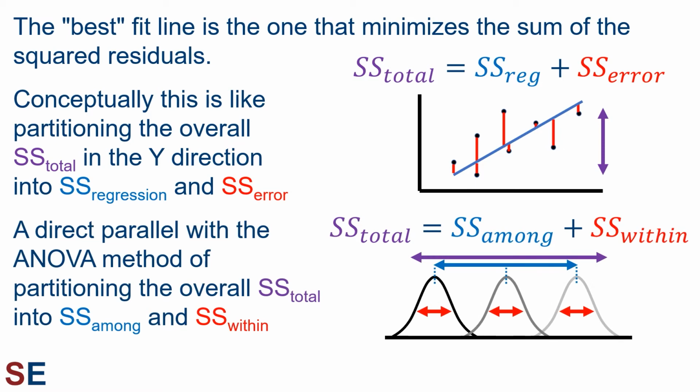This approach of dividing the total sum of squares into a part that comes from a consistent factor and a part that comes from noise is very similar to the approach used in the ANOVA analyses. There is a direct parallel with the ANOVA method of partitioning the overall sum of squares total into the sum of squares among and the sum of squares within. In that situation, the sum of squares among was the potentially non-random difference between the means of the groups, and the sum of squares within represented the noise.